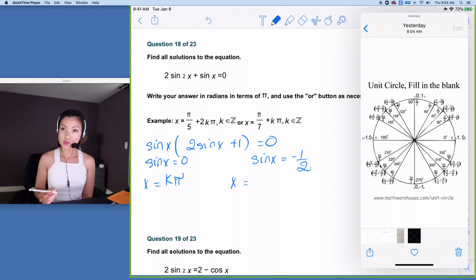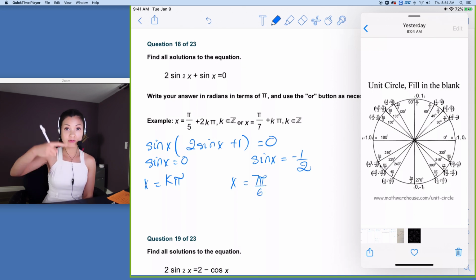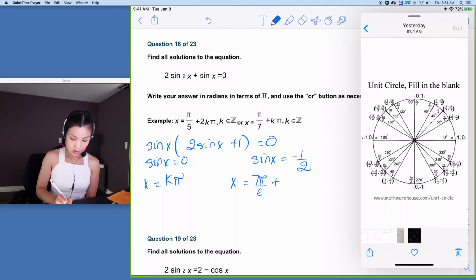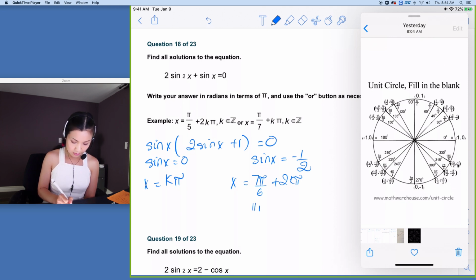Okay, so I have 7 pi over 6, but I have to include all the coterminal. So I ended up with 2k pi. Okay, I also have to include this one as well, because this one also gives me -1/2. So I have 11 pi over 6 plus 2k pi.